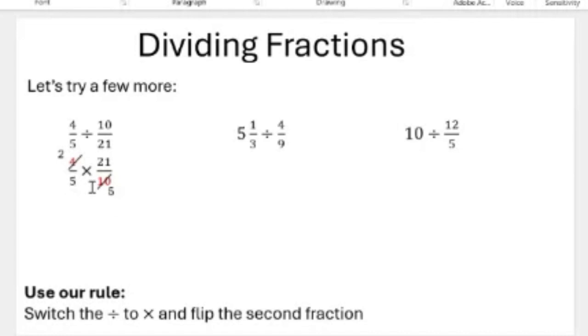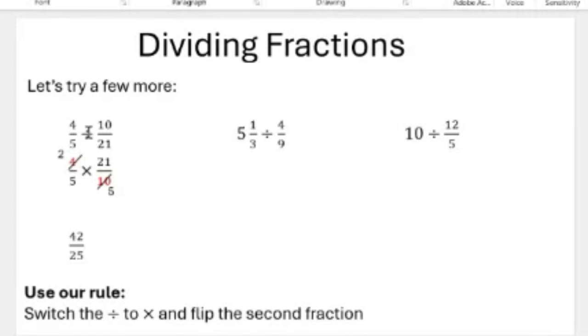I don't think anything else reduces. There's 2 5s, but they're both on the bottom, so we can't cancel them. 2 and 21, yeah, I think nothing else cancels. So let's see what's left. 2 times 21 on the top, 5 times 5 on the bottom. I think that was easier than reducing 84. Well, maybe not. Either way, in this case, could have gone either way on that one.